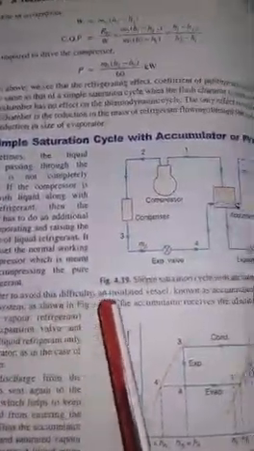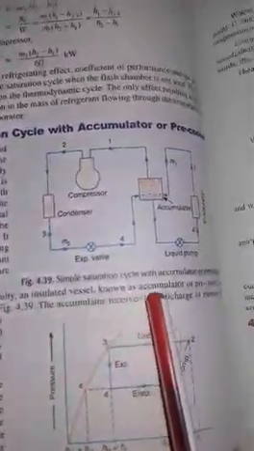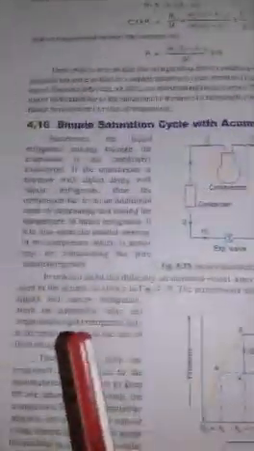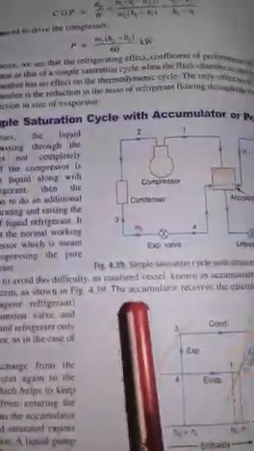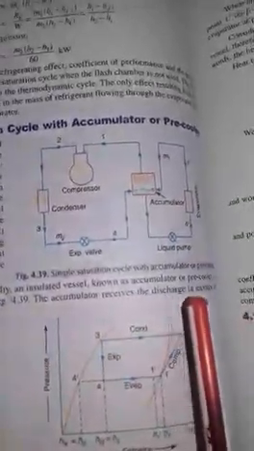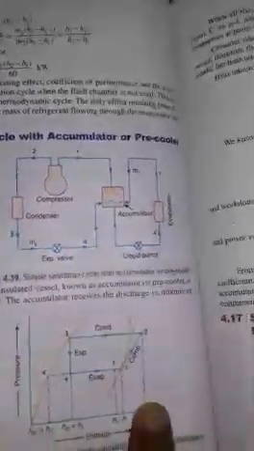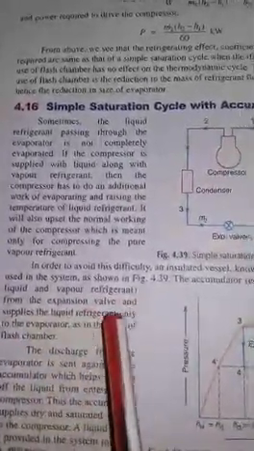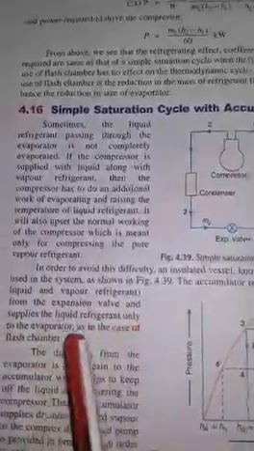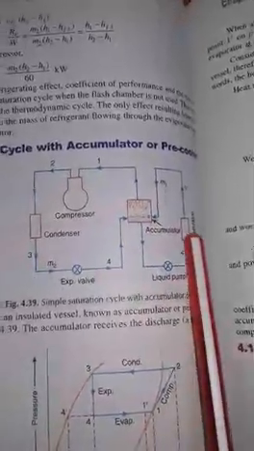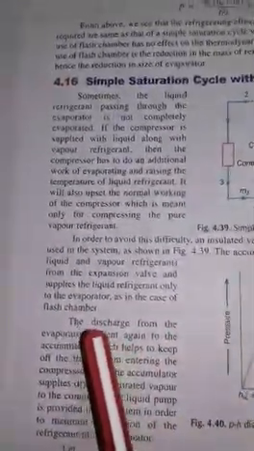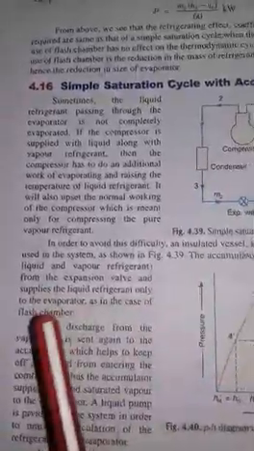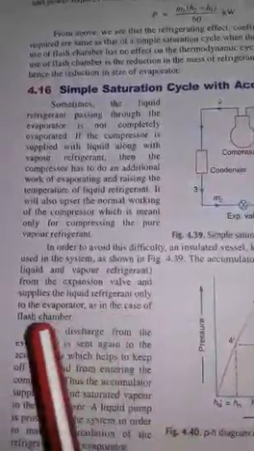In order to avoid this difficulty, an insulated vessel known as an accumulator or pre-cooler is used in the system. The accumulator receives the discharge, a mixture of liquid and vapor refrigerant from the expansion valve, and supplies the liquid refrigerant only to the evaporator. It is clear from the figure. It is supplying liquid refrigerant only to the evaporator, as in the case of the flash chamber.